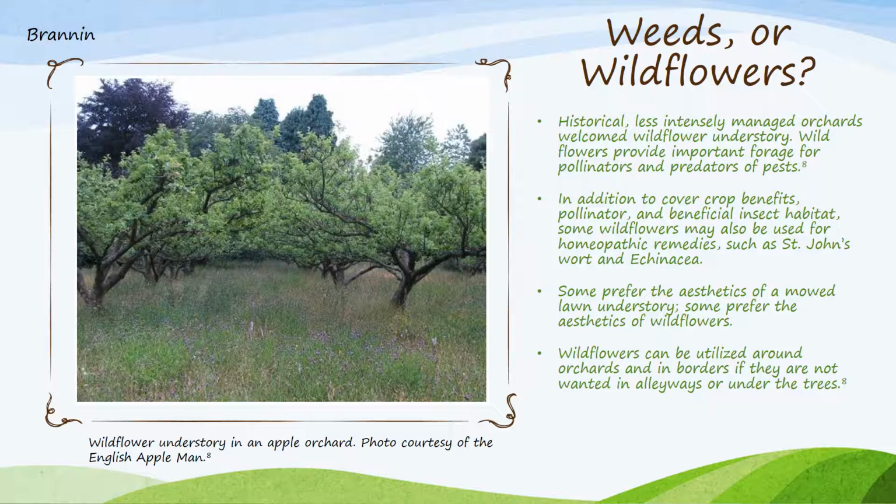Historical, less intensely managed orchards welcomed wildflower understory. Wildflowers provide important forage for pollinators and predators of pests. In addition to cover crop benefits, pollinator, and beneficial insect habitat, some wildflowers may also be used for homeopathic remedies such as St. John's wort and echinacea, among others. Some prefer the aesthetics of a mowed lawn understory. Some prefer the aesthetics of wildflowers. Wildflowers can be utilized around orchards and in borders if they are not wanted in the alleyways or under trees.